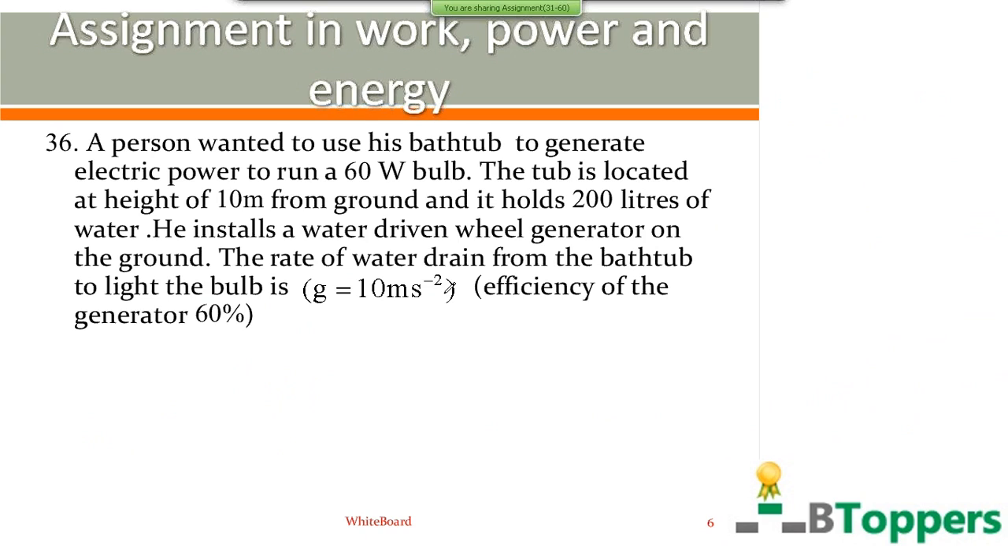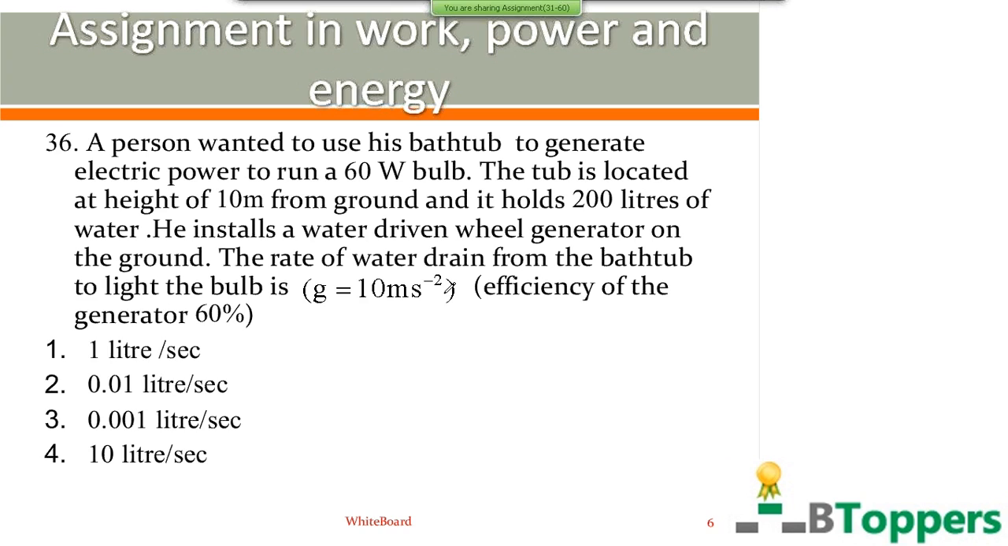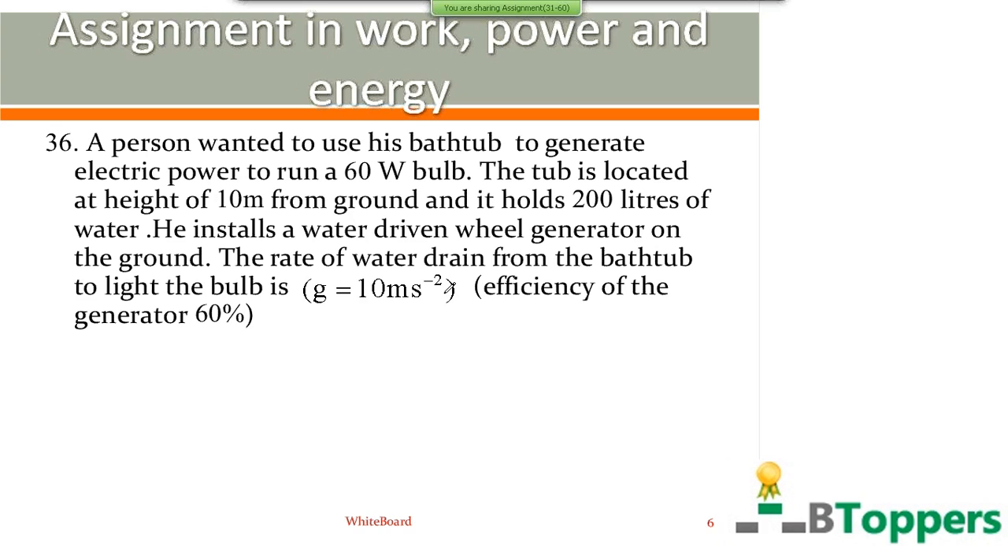Next, look at question number 36. A person wanted to use his bathtub to generate electric power to run a 60-watt bulb. The tub is located at a height of 10 meters from the ground and it holds 200 liters of water. He installs a water-driven wheel generator on the ground. The rate of water drain from the bathtub to light the bulb is? So you have to find out first the mass of the water that is pumped out per second.